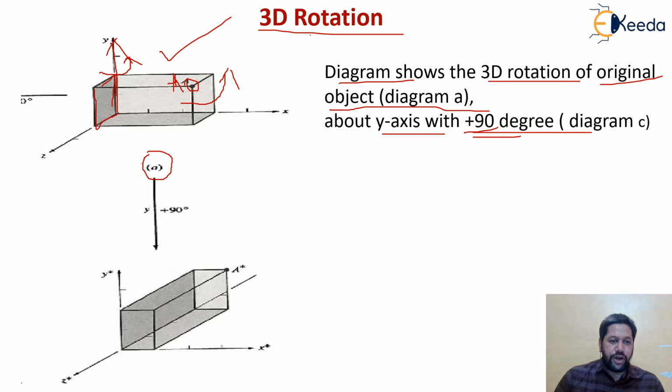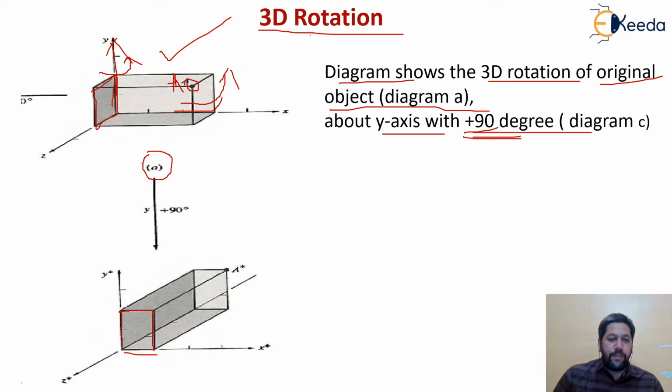I'm showing this with the red color. This side will come to the front side. So see here, this side comes to the front, and the object is moved to the back side. So the object is moved in this particular direction. This was my y-axis. I want to rotate the object about the y-axis by plus 90 degrees. This will move to the back side.